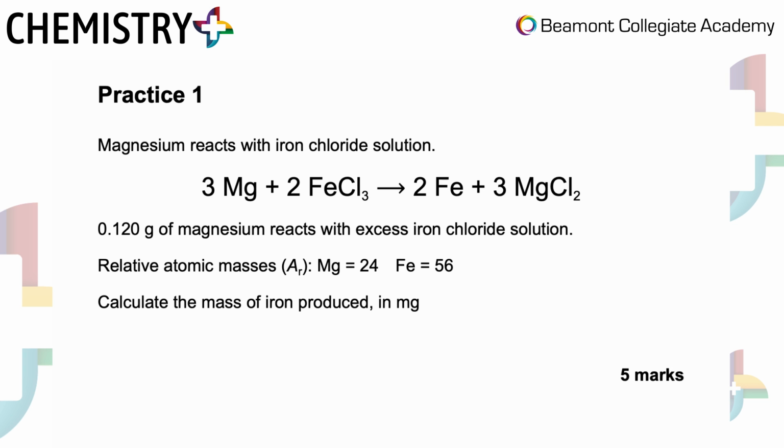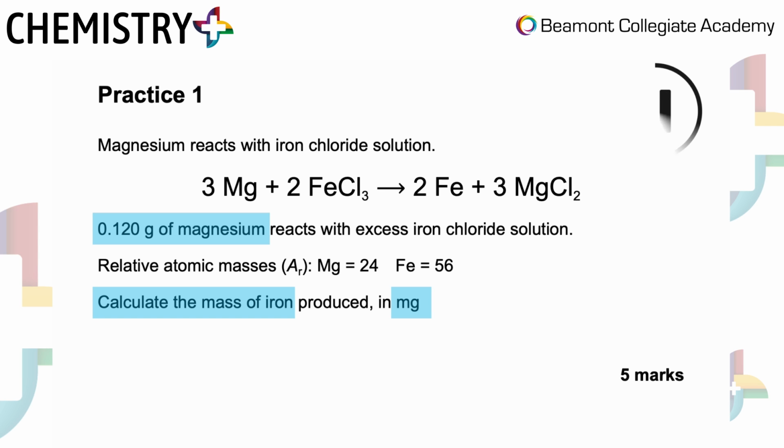So here's another question for you to look at. This time we're looking at reacting 0.120 grams of magnesium, and we're looking at calculating the mass of iron. Again, the answer needs to be given in milligrams. Pause the video and see if you can answer this question yourself. Steps will be given to the answer when you unpause. Thank you.